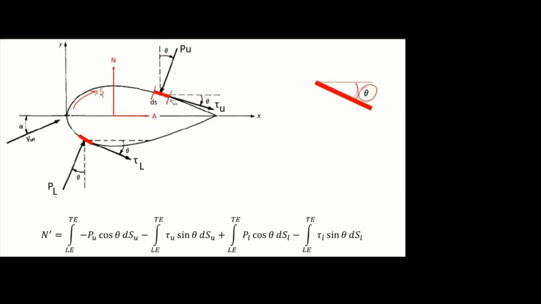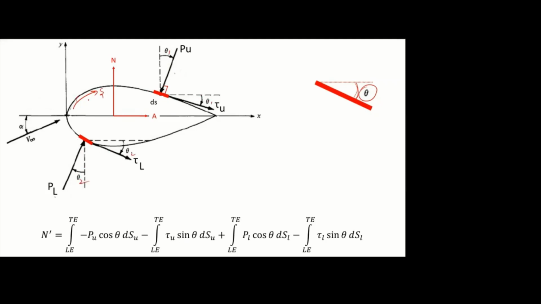Similarly, on the bottom surface also I am taking one small panel. There also I am marking pressure and shear stress. Pressure will always act normal to that panel. Shear stress will always be tangent to it. Here also we have some inclination. So this may be theta 1, this may be theta 2.